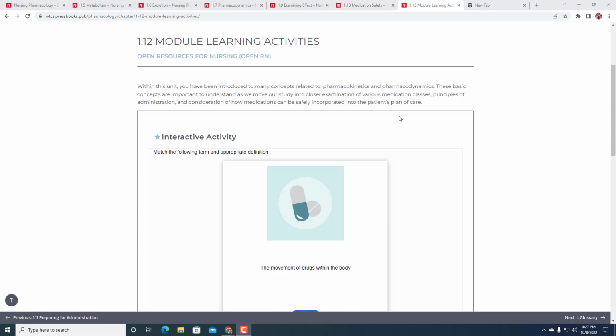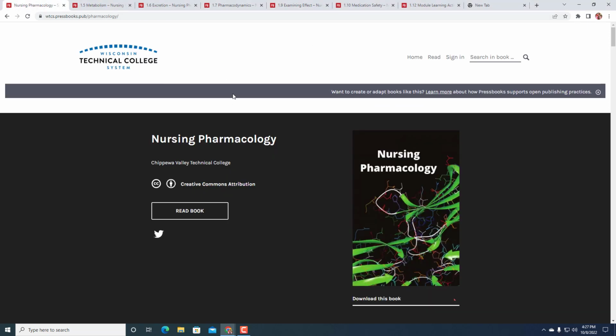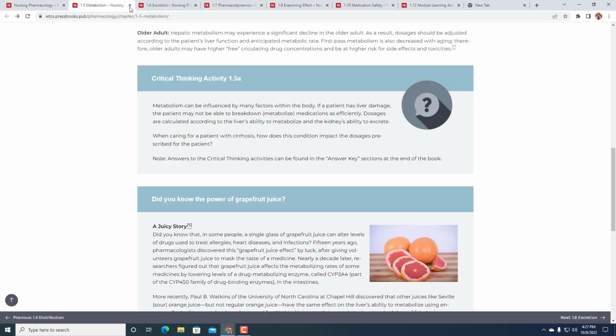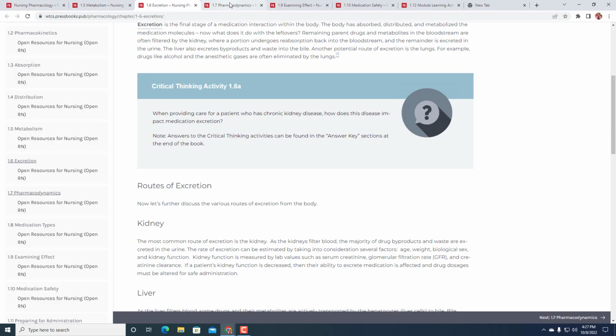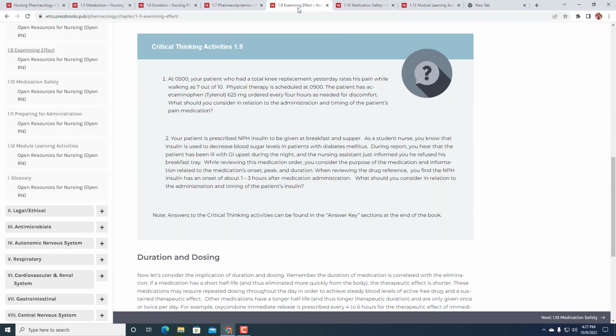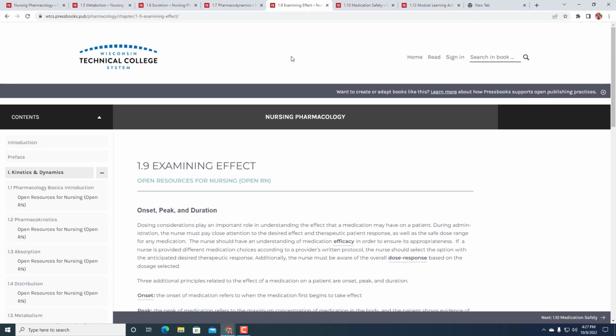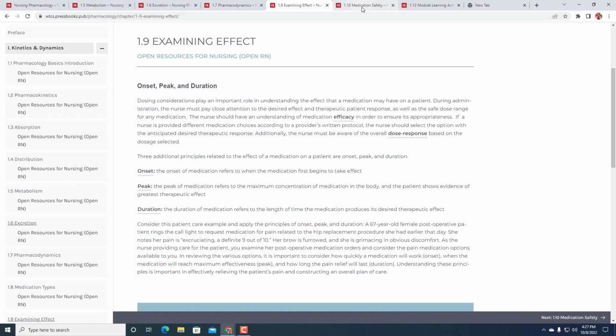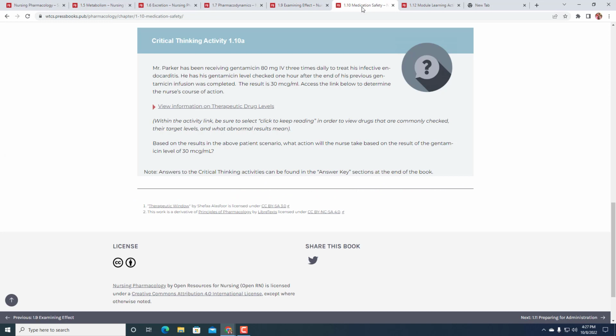All right. I'm actually going to stop it there before we go to 1.12 module learning activities. I think that 15 minutes, or somewhere between 15 and 20 minutes, is a good amount of time. So again, you can go to the Nursing Pharmacology book, and we went through 1.5 metabolism, 1.6 excretion, 1.7 pharmacodynamics, 1.9 examining the effect, and 1.10 medication safety.